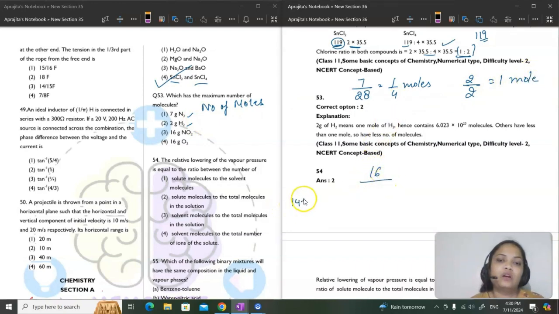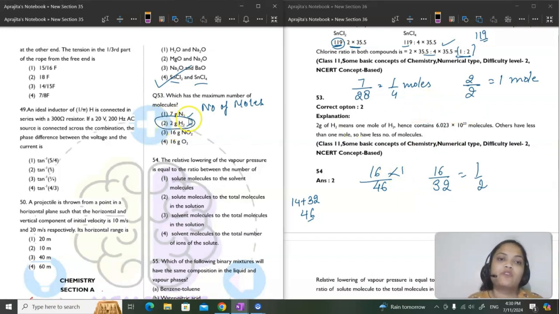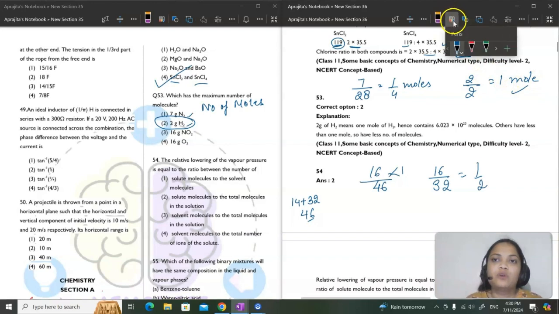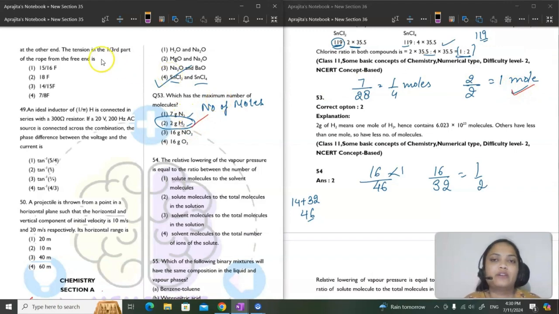For NO2 the mass will be 46. And for 16 gram of oxygen, 16/32, which is 1/2. That is also less than 1 mole. So you can see that the maximum number of moles is in 2 grams of hydrogen. You don't have to find the molecules in this case; just see which one has the maximum number of moles. Hydrogen has the maximum number of moles, so you will get 2 grams of hydrogen as the answer.